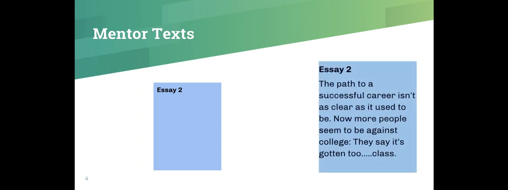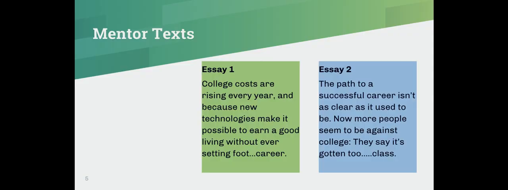In essay number 2, the author starts almost right away talking about the background and takes a few more sentences to build up to describing what the issue is that they'll be talking about. Essay 2 starts with the path to a successful career and is done building up the background information when they get to the word class. You're going to notice that the background information finishes and wraps up right before the opinion gets interjected.